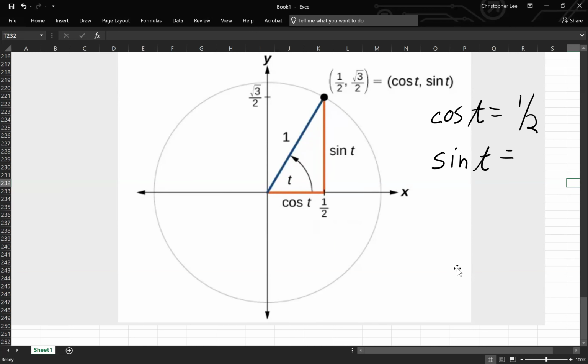Don't overthink it. It's just the y coordinate. Don't overthink it. It's just the y. What's the y here? The y coordinate. Radical 3 over 2. That's it. Full credit.